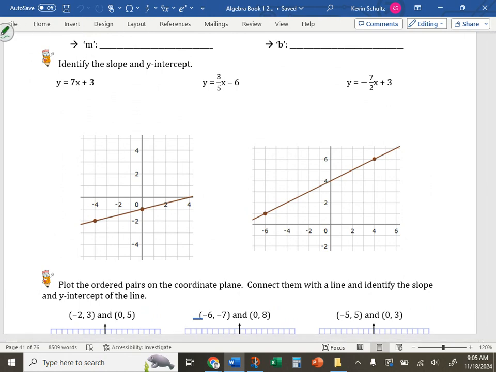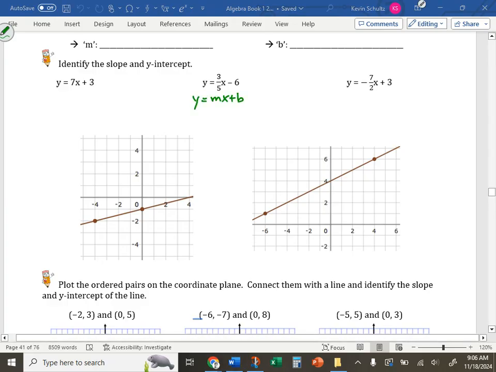Let's take the second one, y equals 3/5 x minus 6. If we recognize this in y equals mx plus b form, and we're looking for the slope, that m variable, what value has been replaced for m in this equation? 3/5, right? So we know the slope of the equation is 3/5. We can identify that just by looking at what the equation tells us.